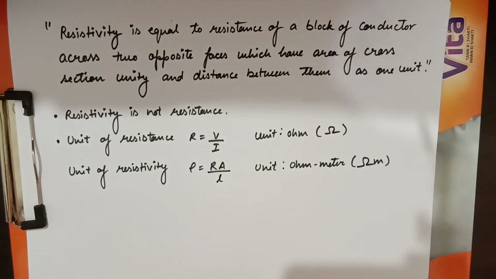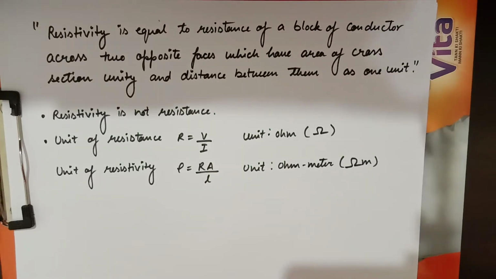Resistivity is not resistance. As you can see from the formula, R is equal to V upon I. This is resistance, and the unit of resistance is ohm, but the unit of resistivity is ohm meter, and the formula for resistivity is RA divided by L. So this was the resistivity of a conductor.